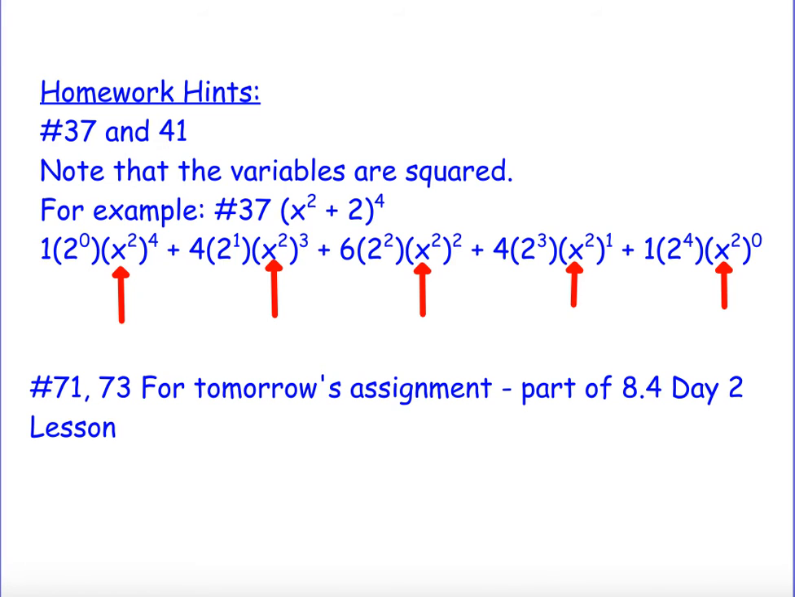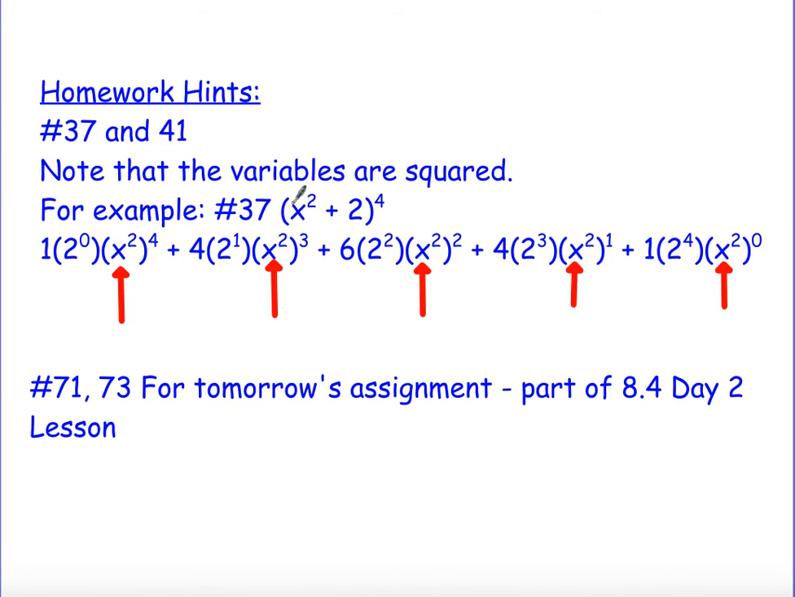All right, so now just a couple of homework hints. For 37 and 41, note that it's the variables that are squared. So this was number 37. So you have decreasing orders of this first term. So first we have 1, 4, it's for the fourth row. So it's 1, 4, 6, 4, 1. That hasn't changed. And I'm sorry I wrote this in a backwards order, but you have x squared.